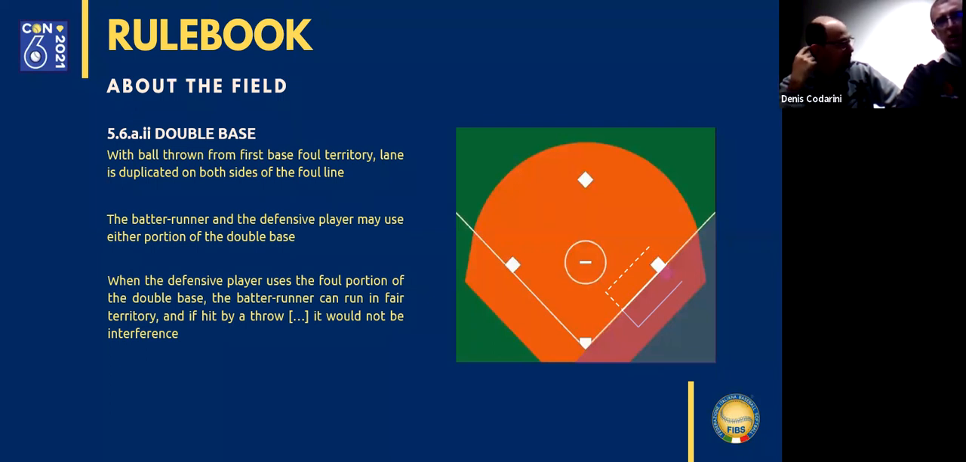If the defensive player chooses to use the portion of first base in foul ground, the batter runner can run in fair territory. If hit by a throw, this will not be declared interference, so long as it was not done intentionally.